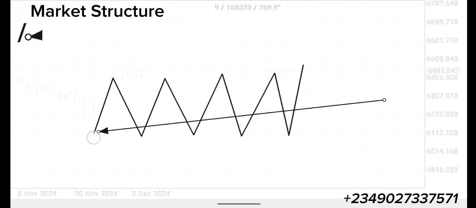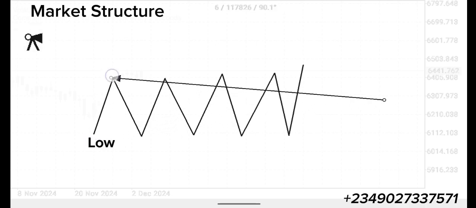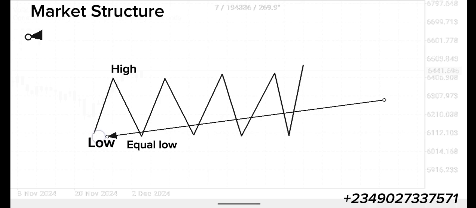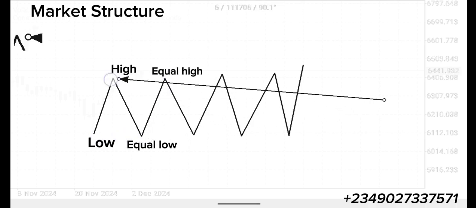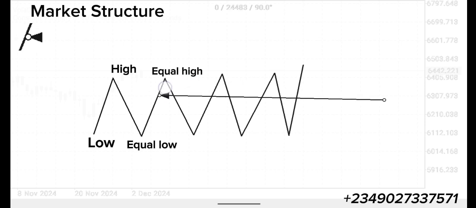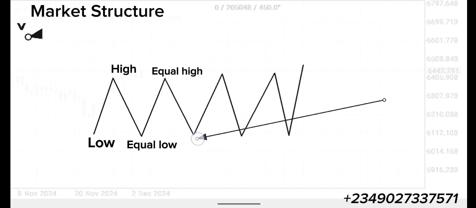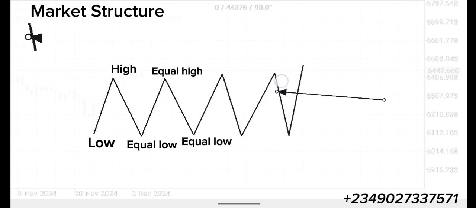You can see we have low and we have high. We have equal low. This low is equal to this previous low, equal low and equal high. This high is equal to this previous high. So equal high and equal low, equal high, equal low, equal high and equal low, and another equal high. You understand? They are equal. They are not higher than each other. So this is an example of a ranging market.